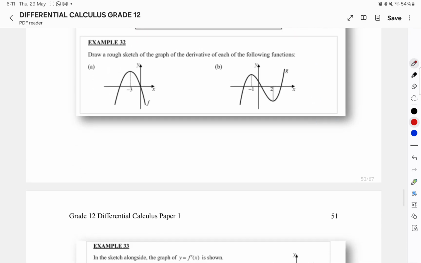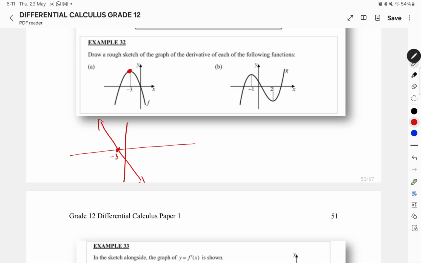Example 32. Draw a rough sketch of the graph of the derivative of each of the following functions. Now I need to draw the rough sketch. The x coordinate of the turning point of a parabola will then become the x-intercept of the derivative. My graph is concave down, so the derivative is a decreasing function.